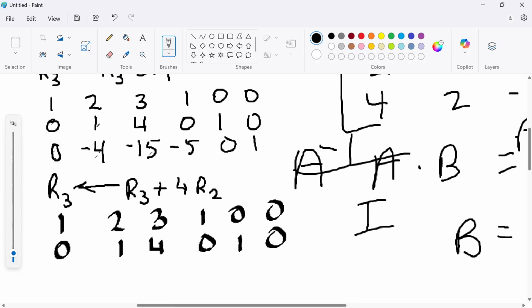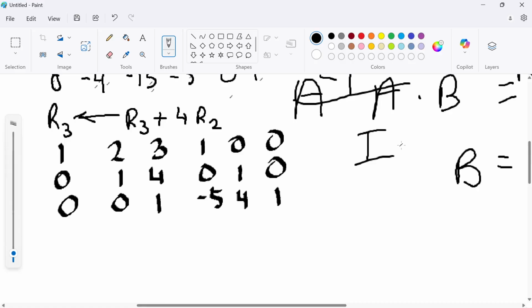So 0 plus 4 times 0 is 0. Negative 4 plus 4 times 1 is negative 4 plus 4, which is 0. Negative 15 plus 4 times 4, which is 16. Negative 15 plus 16 is 1. Oh, look, row 3 is set, 0, 0, 1. Excellent. Negative 5 plus 4 times 0 is negative 5. 0 plus 4 times 1 is 4. And 1 plus 4 times 0 is 1.